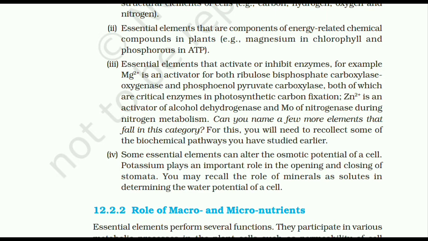Can you name a few more elements that fall in this category? For this, you will need to recollect some of the biochemical pathways you have studied earlier.